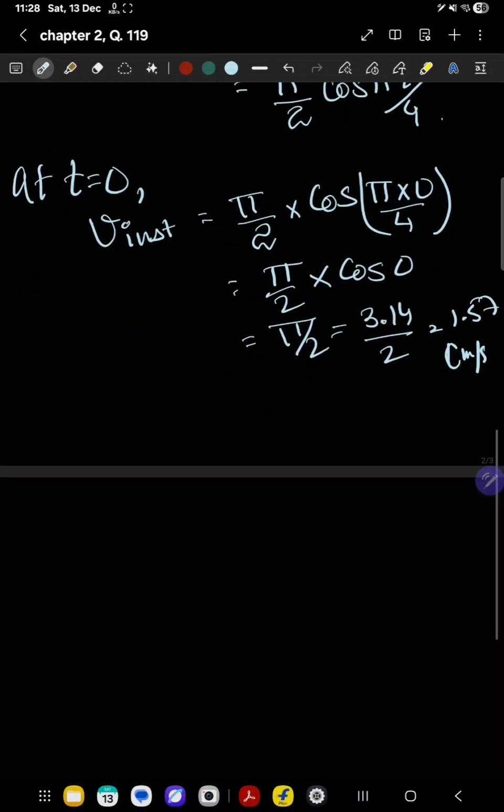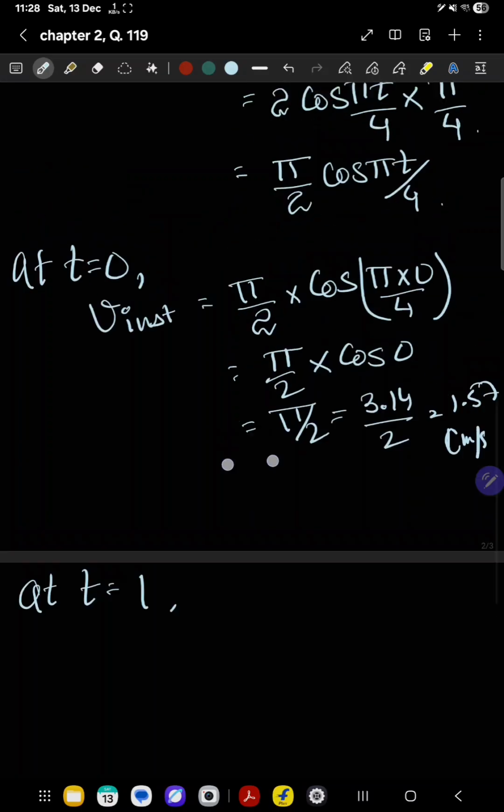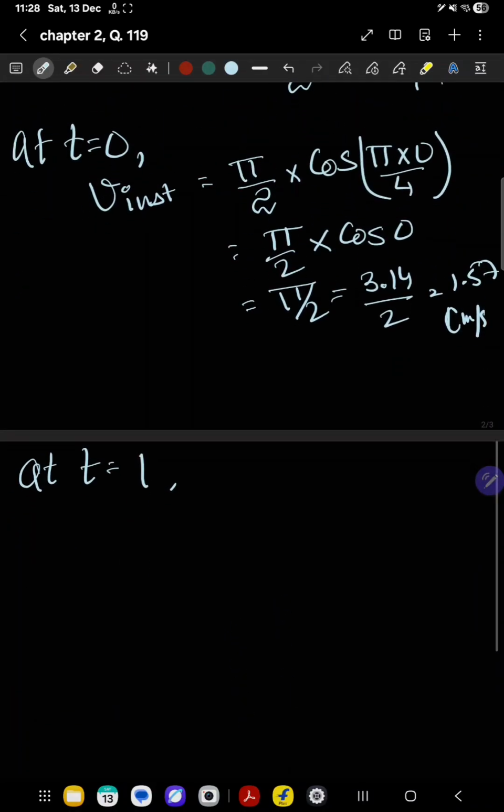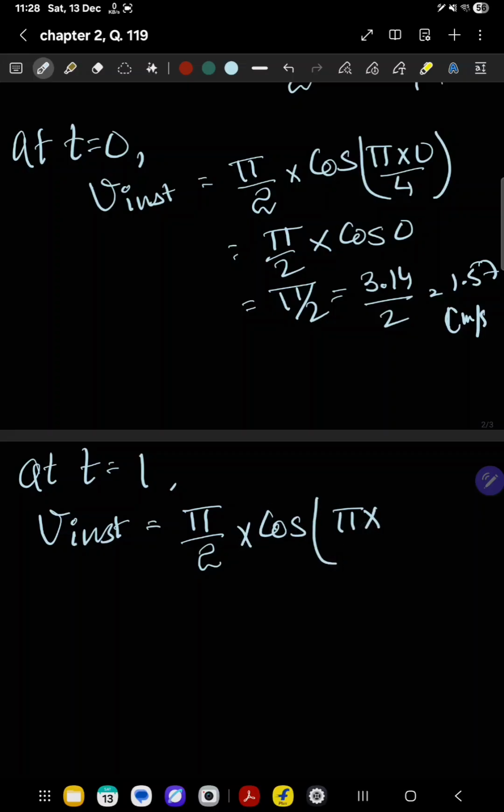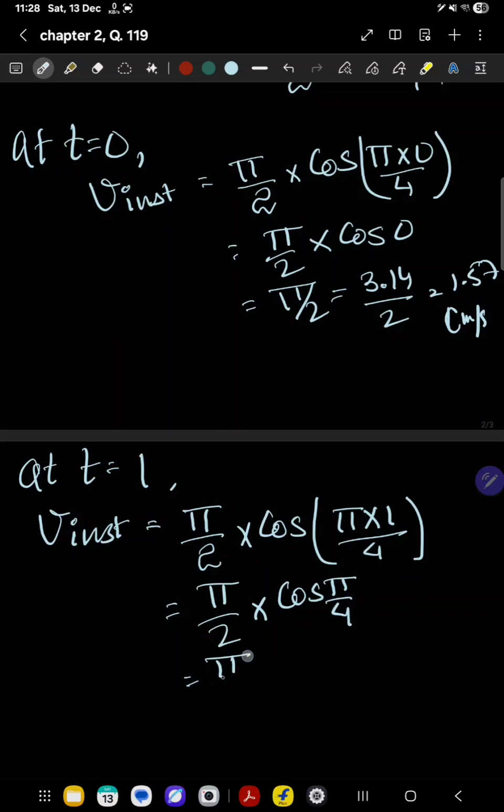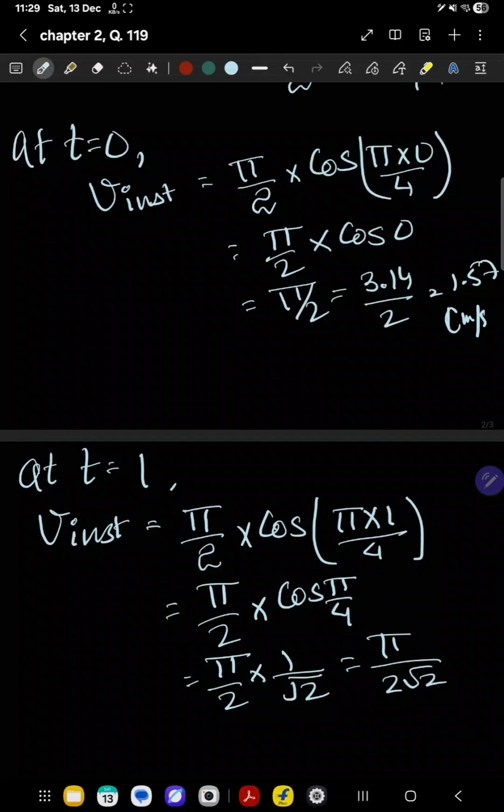Now at t equal to 1, we have v instantaneous equal to pi by 2 into cos pi into 1 by 4, which will give us pi by 2 into cos pi by 4, again giving us pi by 2 into 1 by root 2, pi by 2 root 2, and this value will come as 1.11 centimeter per second. So this will be the answer for t equal to 1.